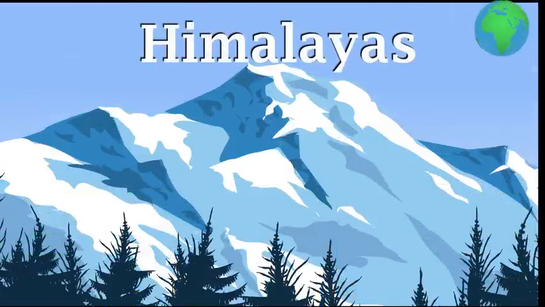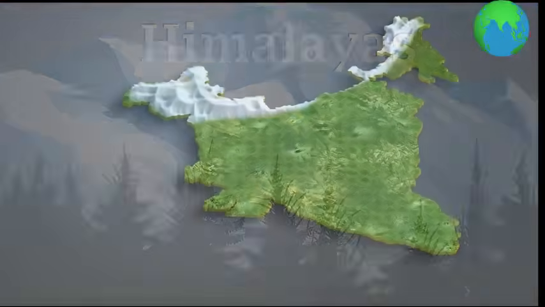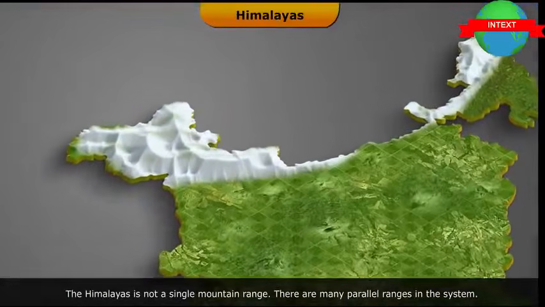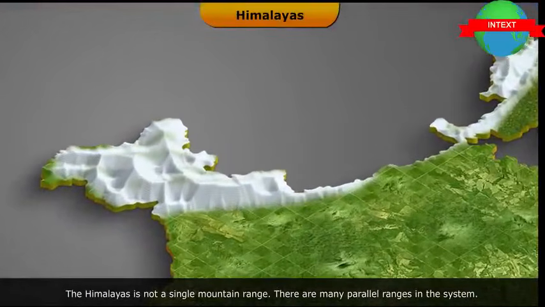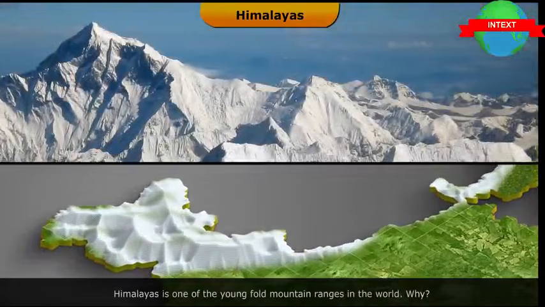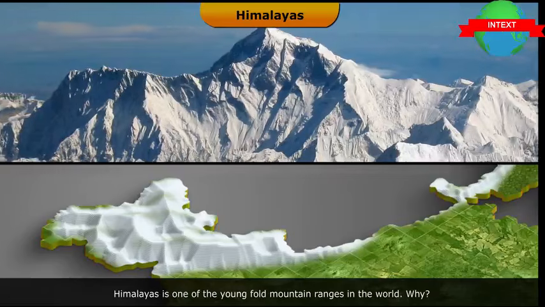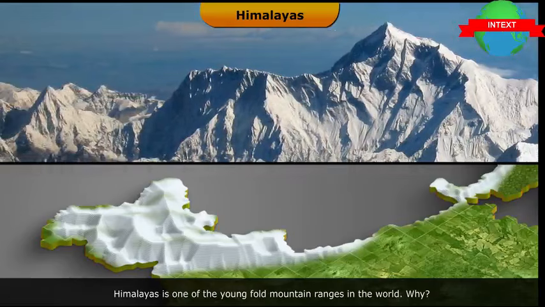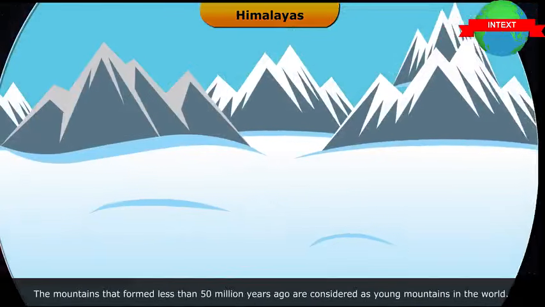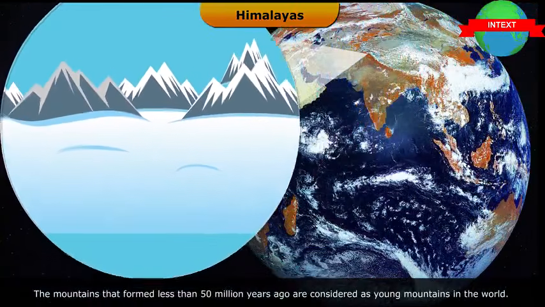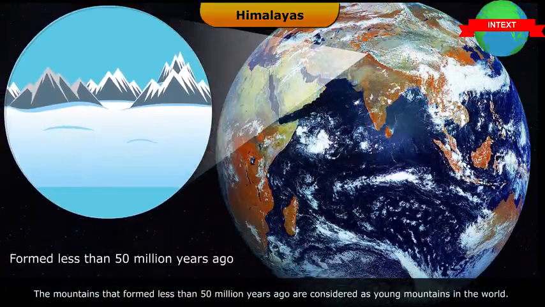Let's have a glance at the Himalayas. The Himalayas is not a single mountain range. There are many parallel ranges in the system. The Himalayas is one of the young fold mountains in the world. Why are the Himalayas called young mountain ranges? The mountains that formed less than 50 million years ago are considered young mountains in the world.